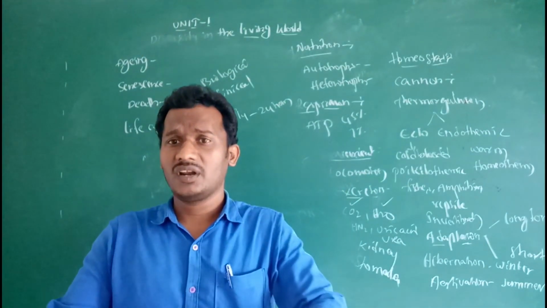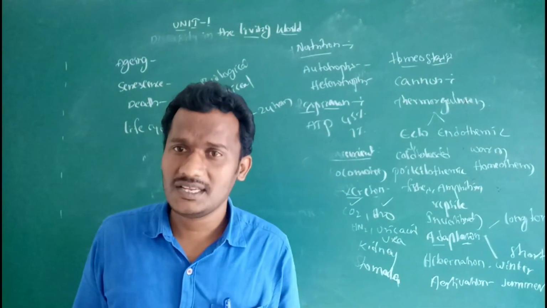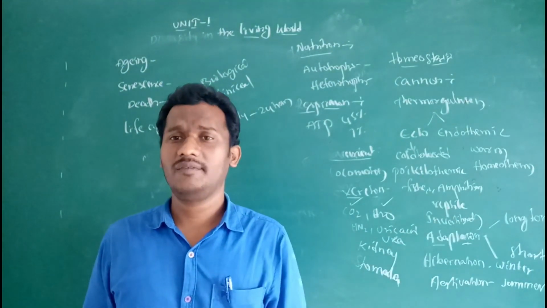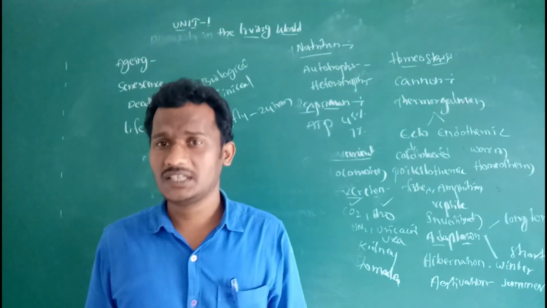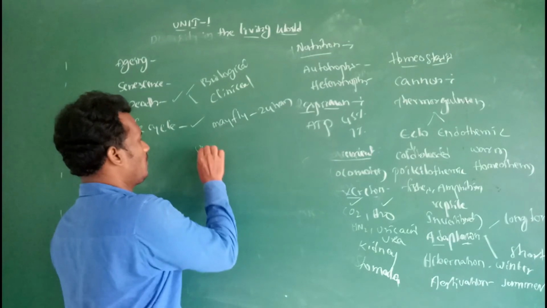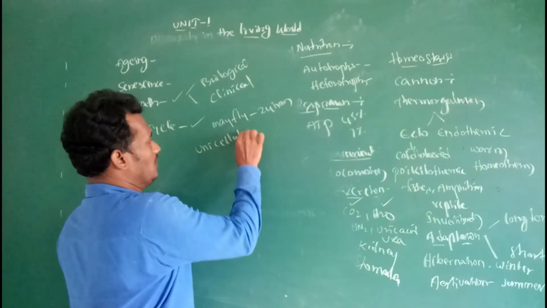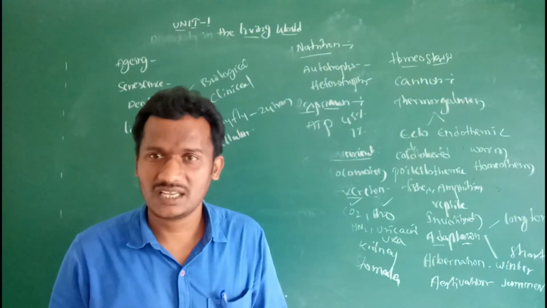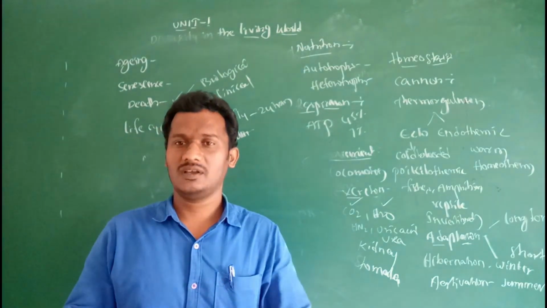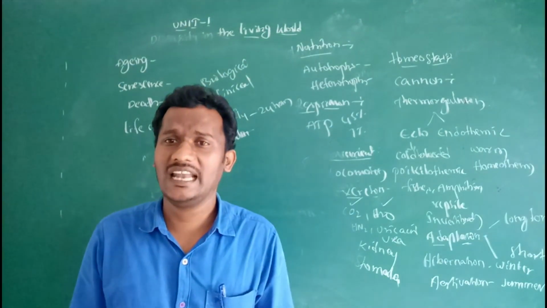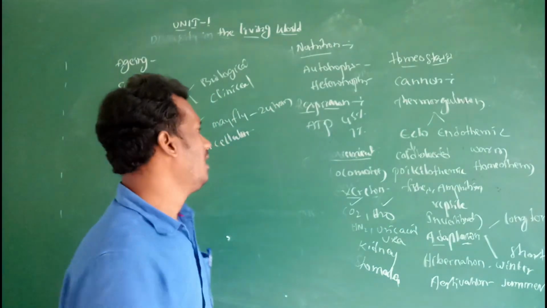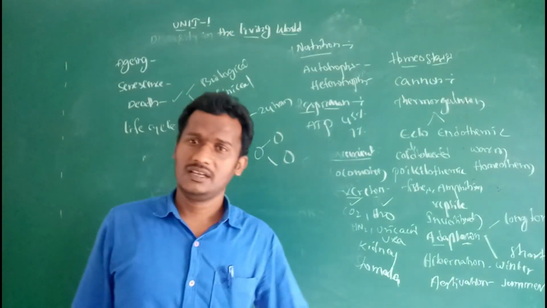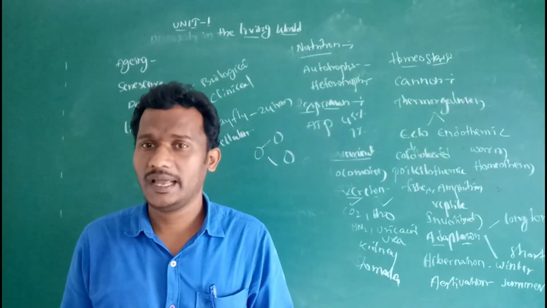So all living organisms are in a mortal condition. That means all living organisms have natural death, except unicellular organisms. Unicellular organisms are in an immortal condition, having no death. That means there is no proper time period in the life cycle of the organism. Why? Because in unicellular organisms, one cell divides to form two cells. So growth is nothing but reproduction.